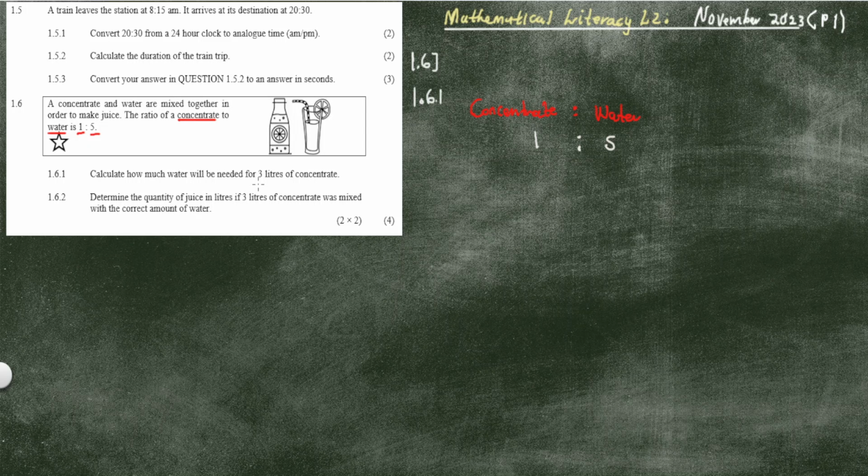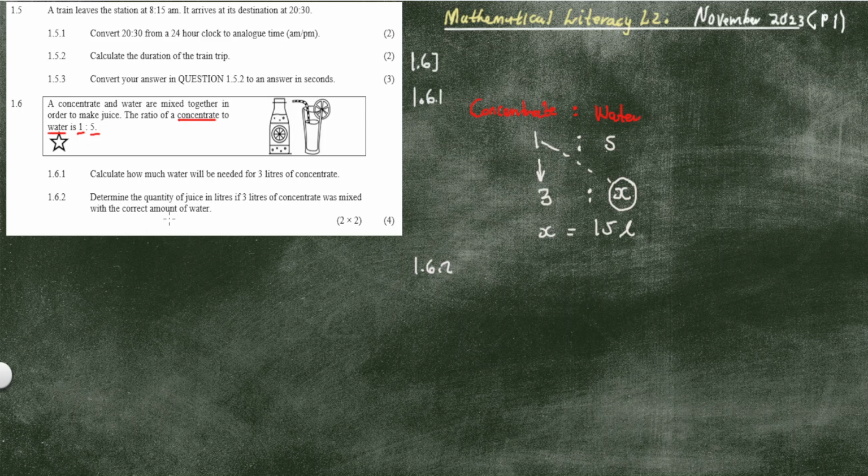Now calculate how much water will be needed for 3 liters of the concentrate. I'm given 3 liters of the concentrate. How much water is required? I'm going to place an x, then cross multiply. X times 1 is x. 3 times 5 is 15. So x amount of water is going to be 15 liters. That's the answer here.